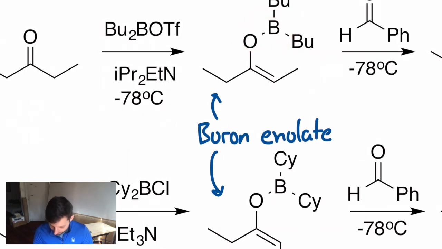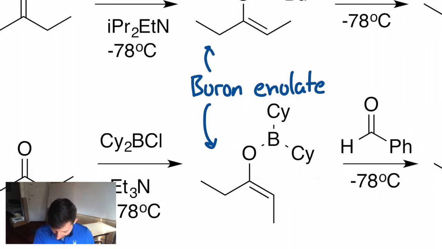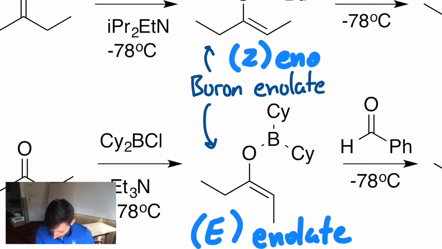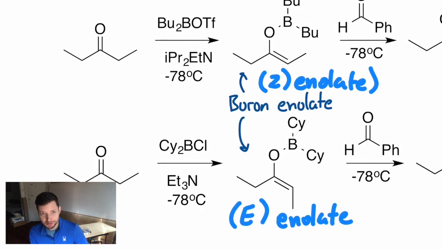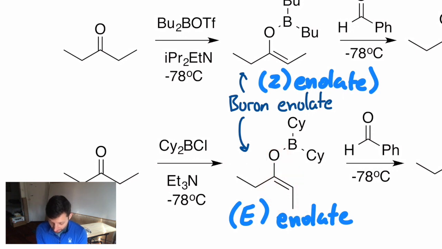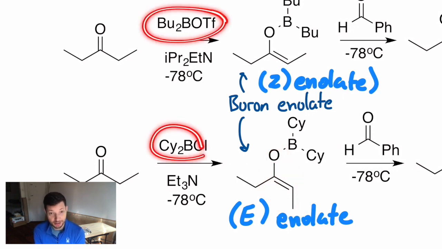And what we have are effectively an E version of the enolate down below, and a Z enolate. These are almost the same enolate, almost the same type of intermediate, except the alkene geometry is reversed. We have Z, same side on the top, and E, opposite sides on the bottom. And the thing that changed it was simply what type of boron reagent was used.